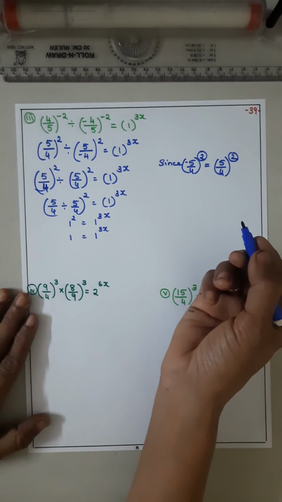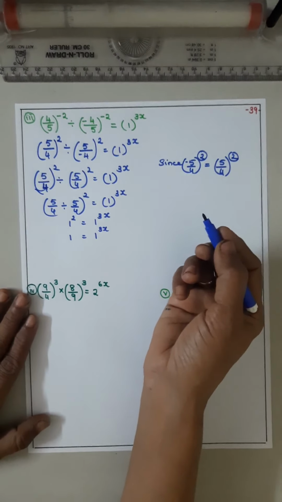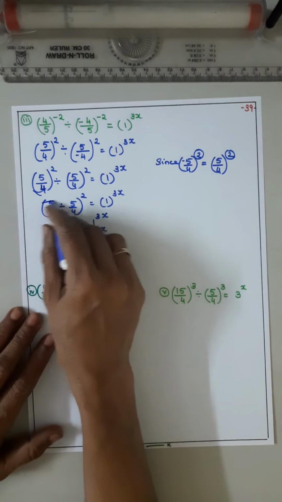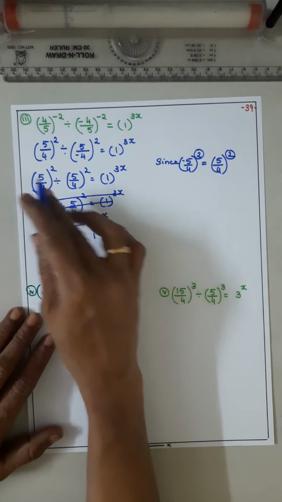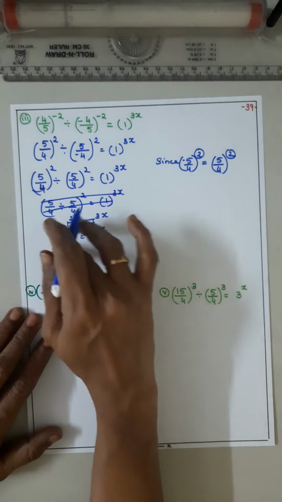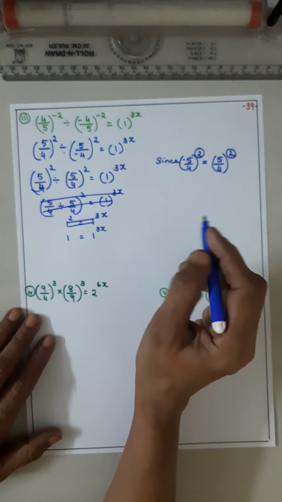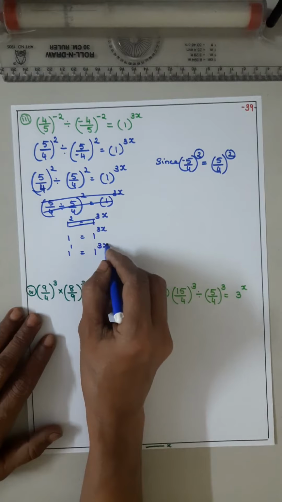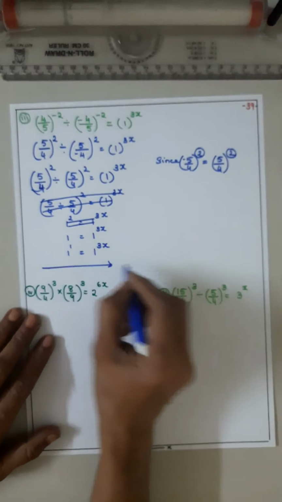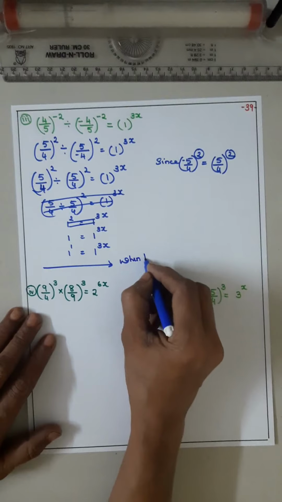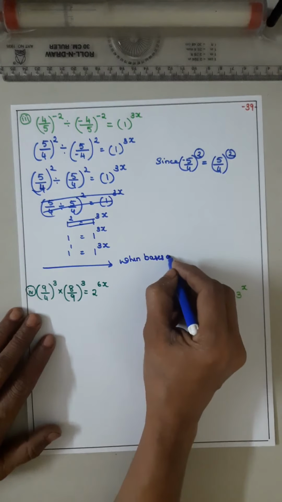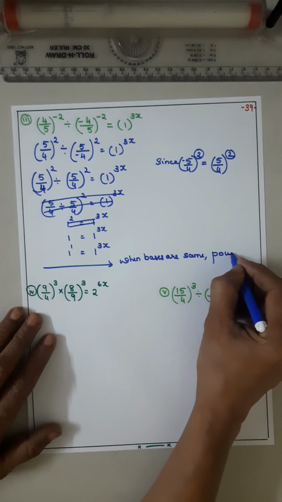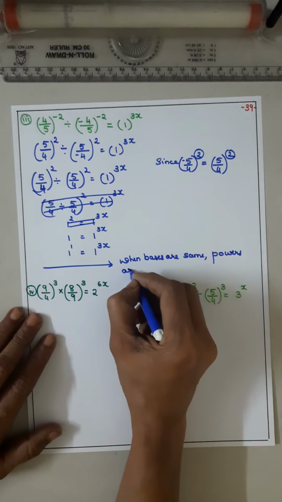So 1 means what? Otherwise you take it directly. Okay, so directly you take 1 is equal to same number, same power. 1 is equal to 1 to the power 3x. So 1 means 1 to the power 1, 1 to the power 3x. Now write when bases are same, powers are equal.